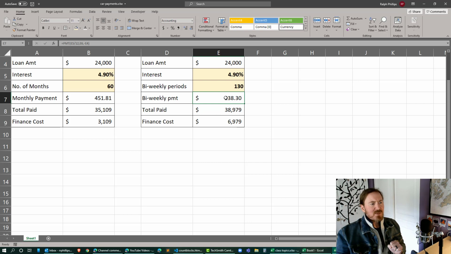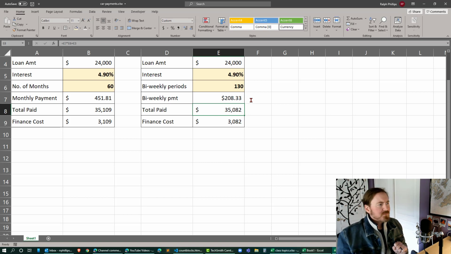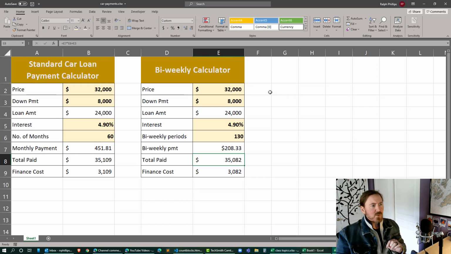Now, our bi-weekly payment calculation is going to have to change a little bit too. Where I'm taking E5, our annual interest rate, divided by 12 to get a monthly interest rate, I need to take that annual interest rate and divide it by the number of 2-week periods in a year. So again, this is going to be 52 divided by 2. Okay, and since this is already based off number of bi-weekly periods, that should be okay.